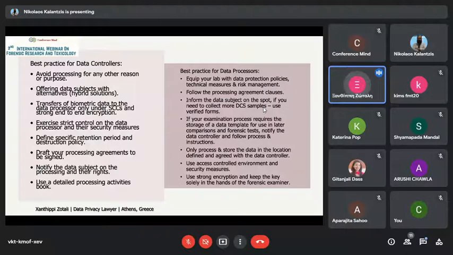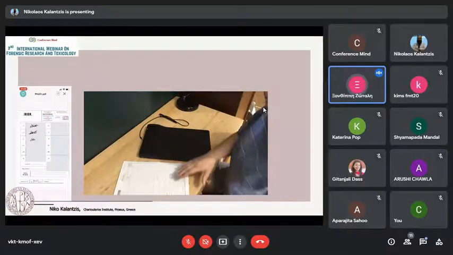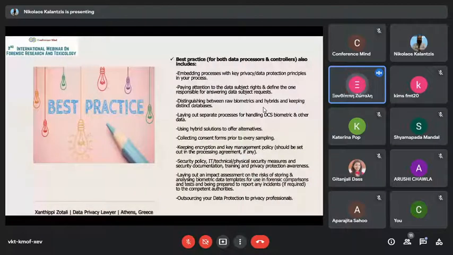And in the end, for everybody, there is some best practice to be taken into account. And this means embedding the key processes of the GDPR or any other data protection regime in every step of the process. Have different and distinct databases for any processing that has to do with digital capture signatures, and distinguish between the biometrics and the hybrids and the pen and paper ones, so that you will be able to provide documentation of which has been accessed at all times and when it has been accessed.